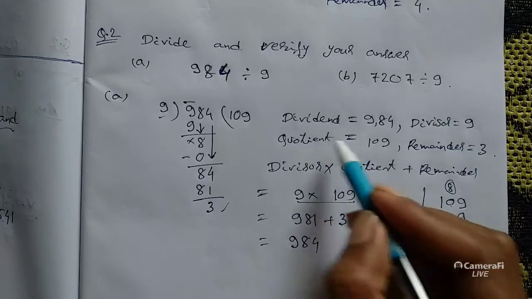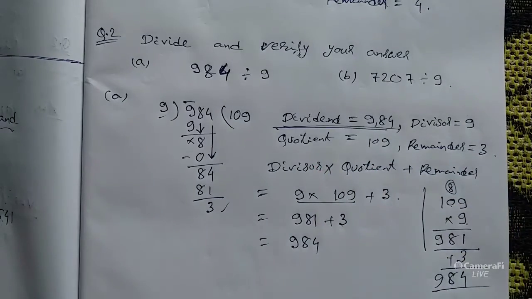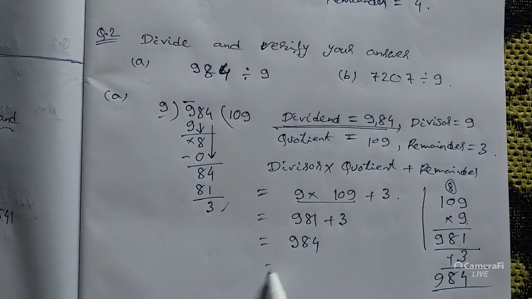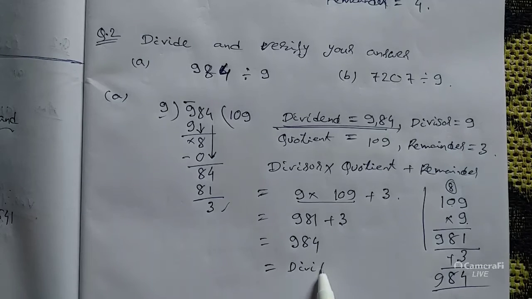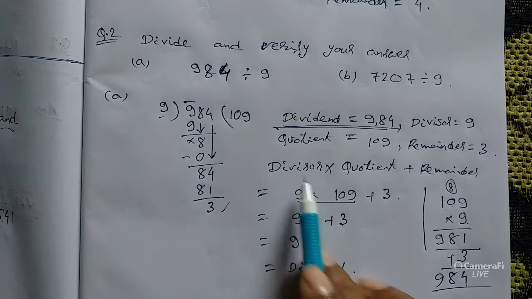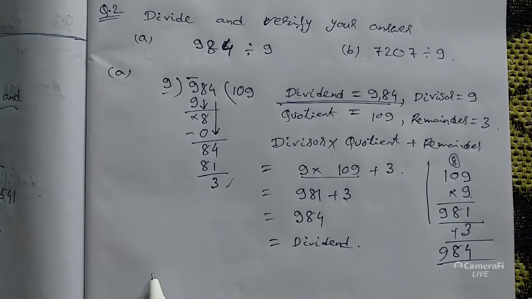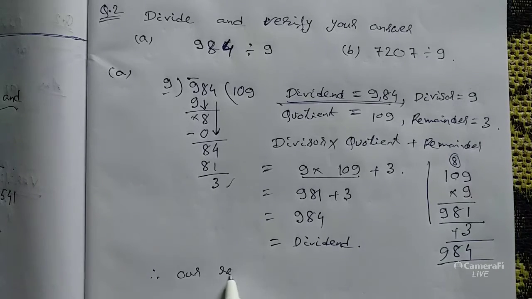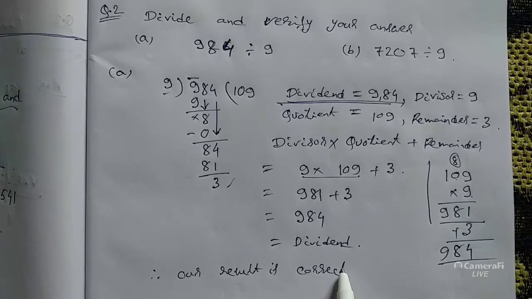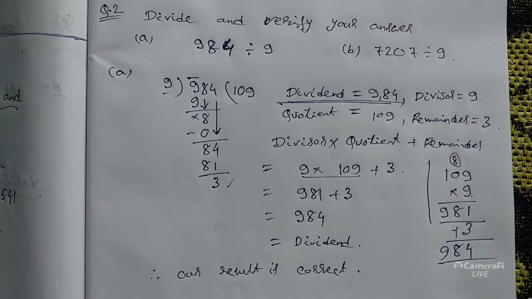And see, 984 is the dividend. So this is equal to the dividend. So the result is made. We get divisor multiply quotient plus remainder equal to dividend. So our result is correct. Therefore our result is correct. It is verified.